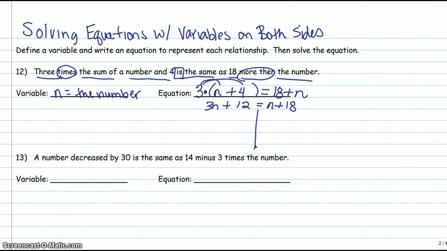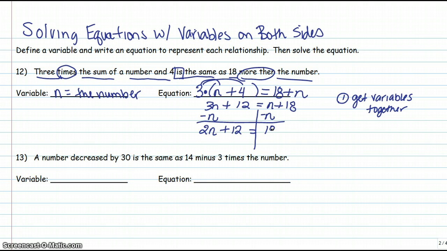Alright, so now this is different than all equations we've solved so far. There is an n on both sides of the equation. Goal number 1, get variables together. So maybe I want to move n to the side where there's 3n. Since n is currently positive, I would subtract n on both sides of the equation. 3n minus n is 2n plus 12 equals 18.